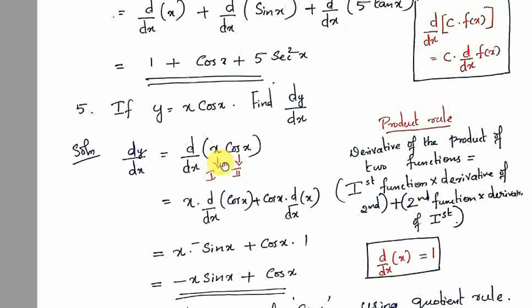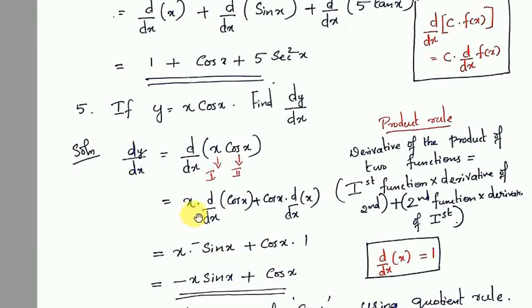The first term we can take as the first function, and the second, cos x, as the second function. So what is the product rule? The derivative of the product of two functions equals first function into derivative of second plus second function into derivative of first. So here what is first? x, and second is cos x. Anyway, we can choose either cos x as first and x as second; the answer is the same for the product rule.